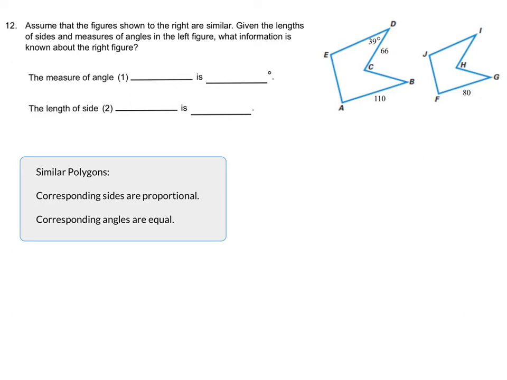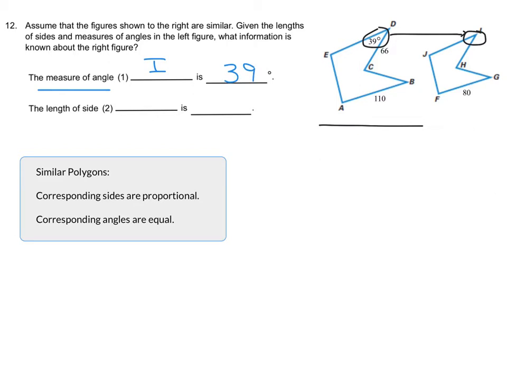If we look at the figure on the left, we're given that angle D is 39 degrees. Since corresponding angles are equal, that means that angle I, which is the same angle in the smaller figure, is the same. So angle I is 39 degrees. And we can complete this first sentence by saying the measure of angle I is 39 degrees.